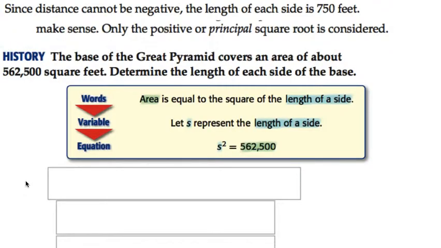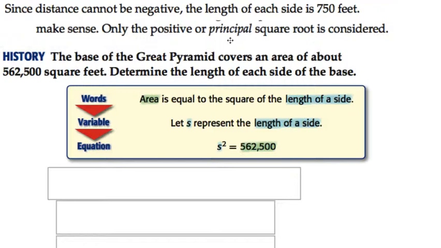Sometimes it doesn't make sense to have a negative answer, when you're talking about distance or time, things like that, where negative answers don't make any sense. We will only use the positive or principal square root. You'll see the word principal square root. That's what that means, just the positive value.